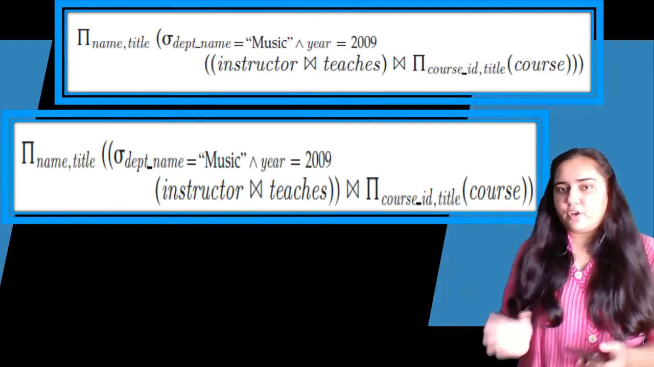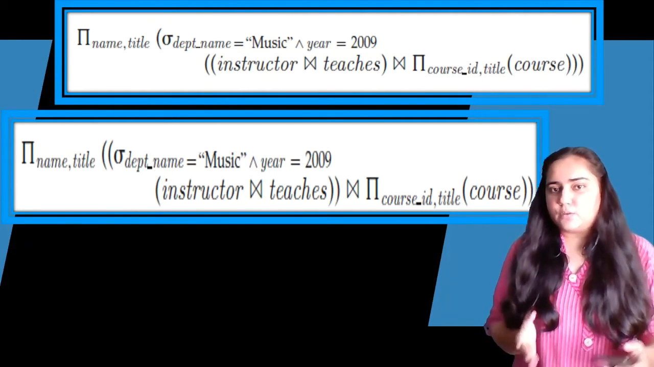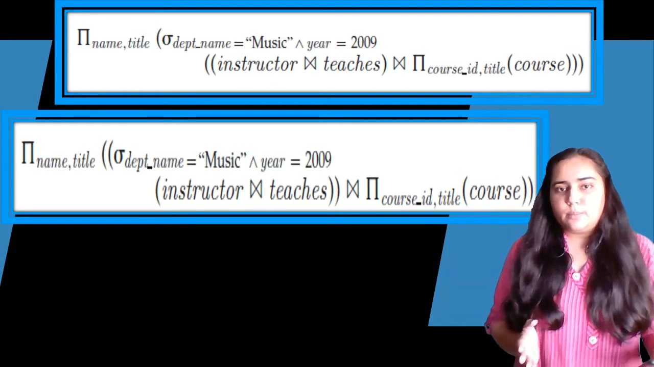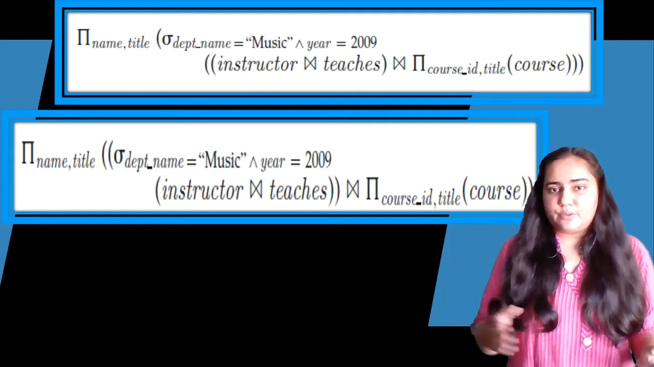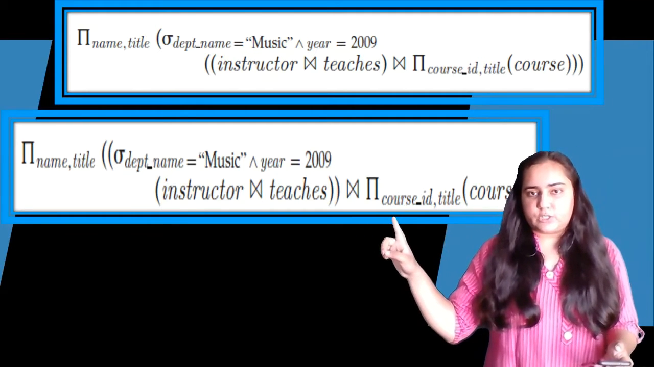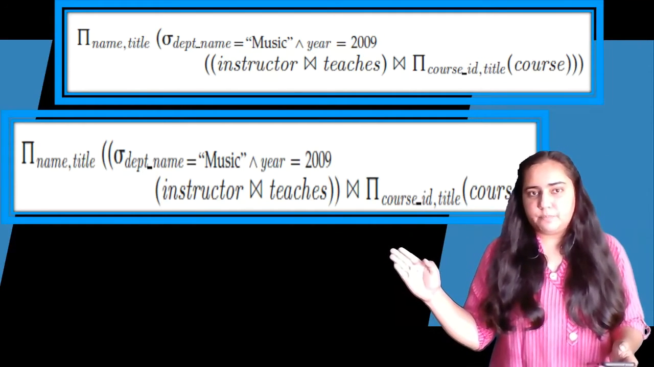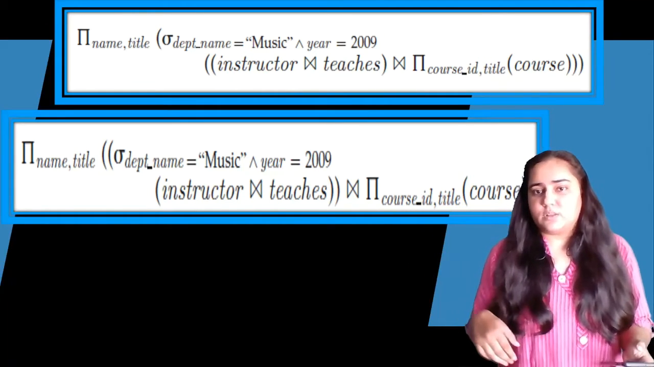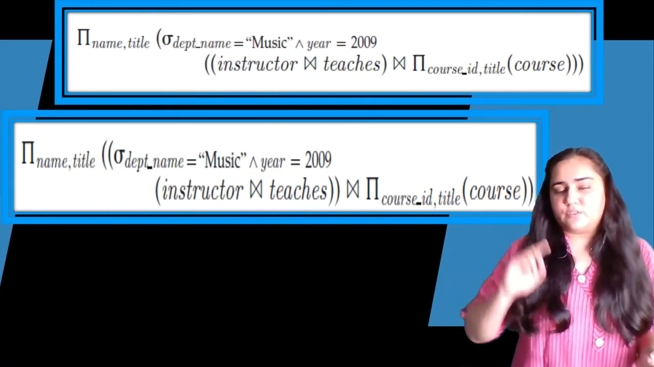First of all, from course, I have taken out course ID and title. That remains as it is. But then you notice that there are 2 brackets after teachers, right? There are 2 brackets after teachers, and there are 2 brackets before the sigma condition, which was not there earlier. Before sigma, there was only 1 bracket.